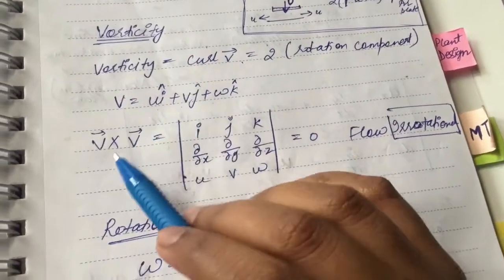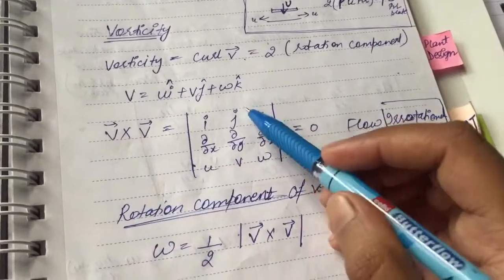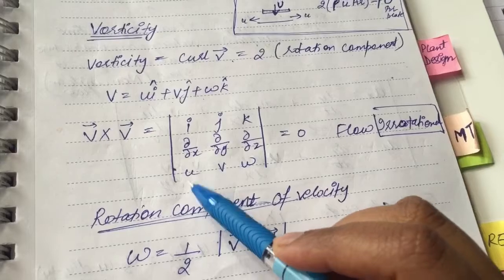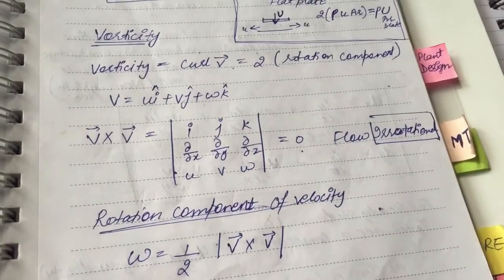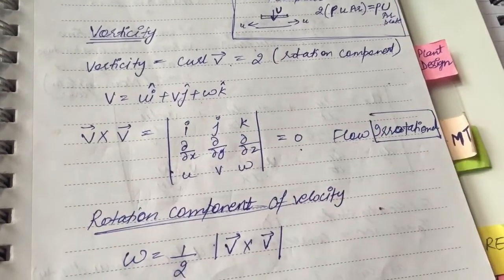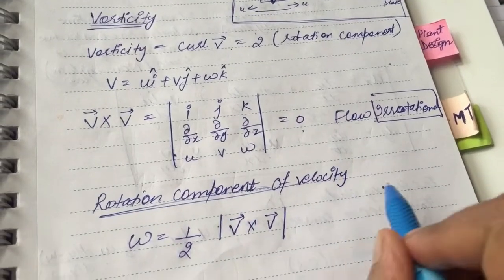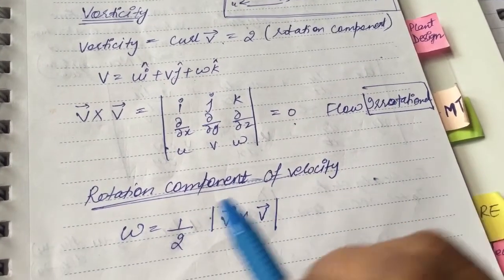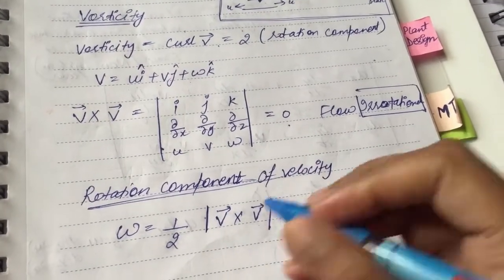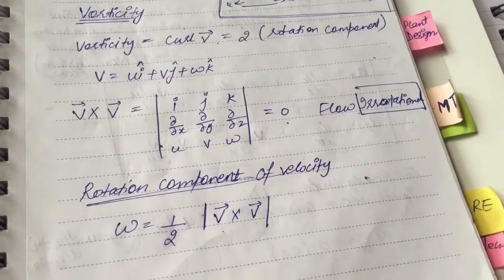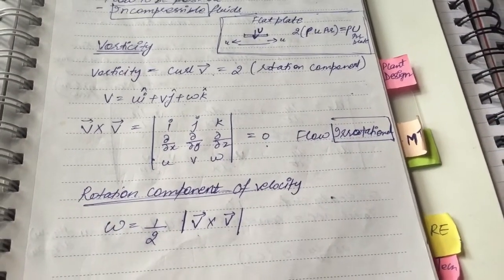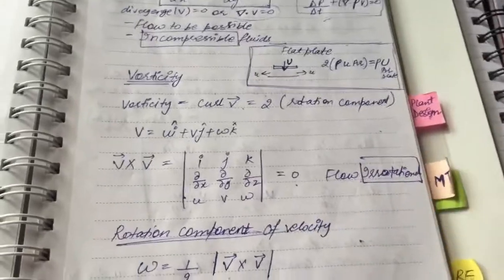So the cross product of del cross v can be written as the determinant of i, j, k; del/del x, del/del y, del/del z; u, v, w, equal to 0. And if the cross product comes out to be 0, then flow is said to be irrotational. And if it does not come out to be 0, then flow would be rotational. And to calculate the rotational component of velocity, omega is equal to 1/2 mod of curl of v. So this would be more clear to you guys when we solve practice questions. So make sure you watch those videos for better understanding of these calculations.